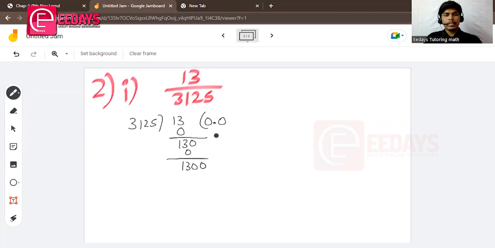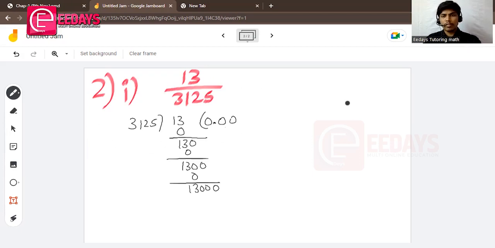If you put a point here, still the 3000 is bigger than 13. So that's why you just multiply with 0. 3125 into 0, so you'll get 0. Again, you'll get 1300 and the point is there. You just put a point here. 13,000. Now 13,000 is bigger than 3125. That's why you can take, yeah, you can take 4.